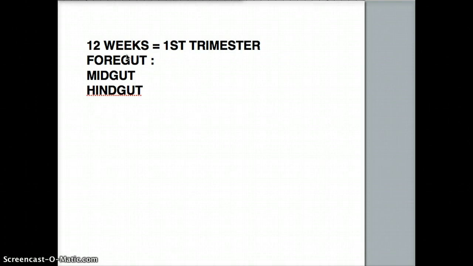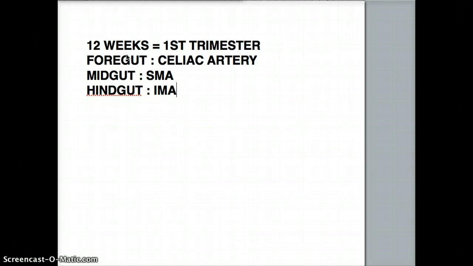But before I continue on some of the clinicals, I want to go over the blood supply. It's also very high yield to know the blood supply for the three different regions because they are different. For the foregut it's the celiac artery. For the midgut, it's the superior mesenteric artery. And for the hindgut, it's the inferior mesenteric artery. It's very, very distinct. So embryologically, that's the way it is.